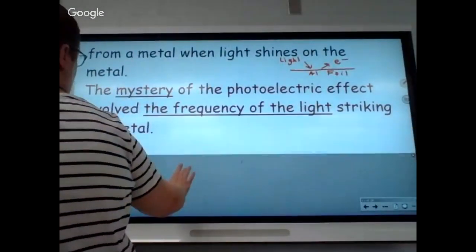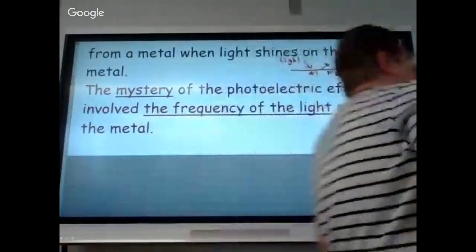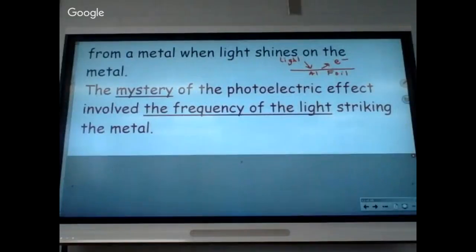The thing that makes the photoelectric effect weird for most of us is the frequency of the light that strikes the metal. The mystery of the photoelectric effect involves the frequency of the light. Basically, will any light that hits the metal work?